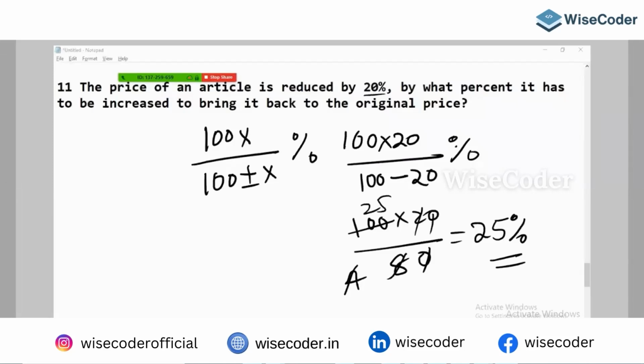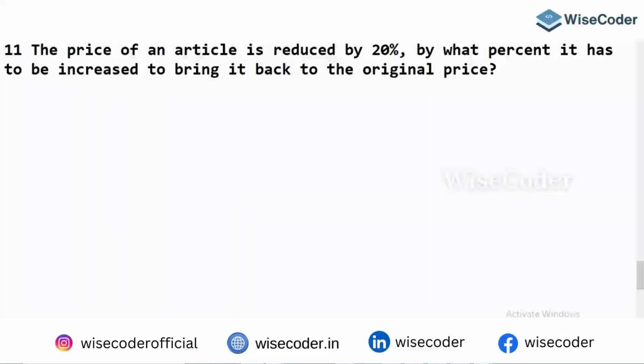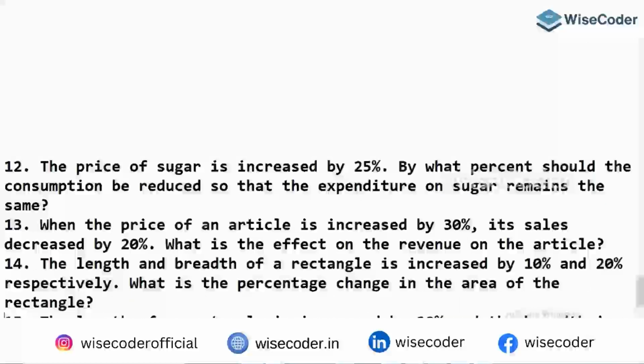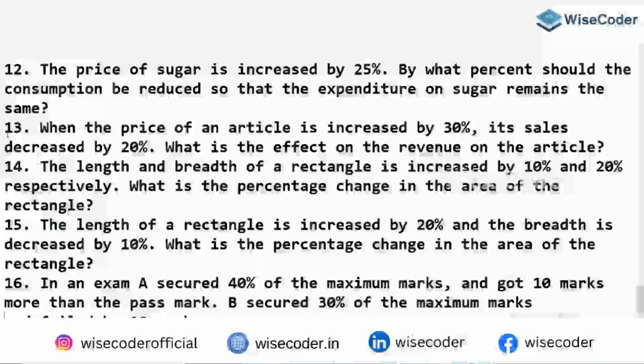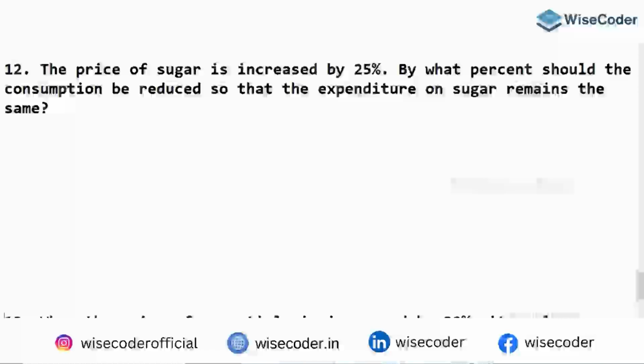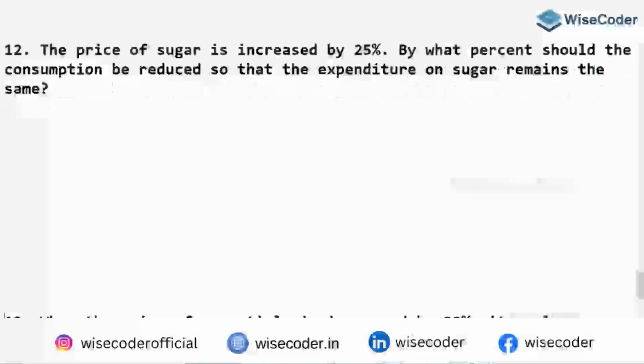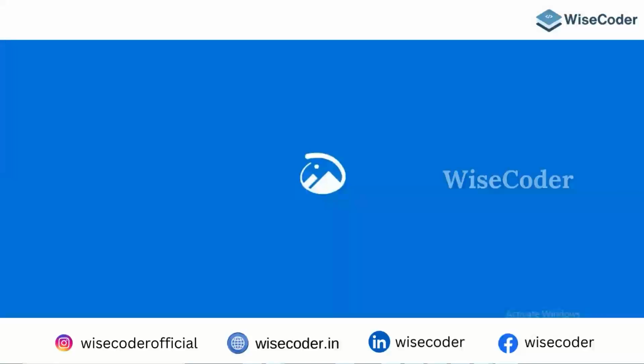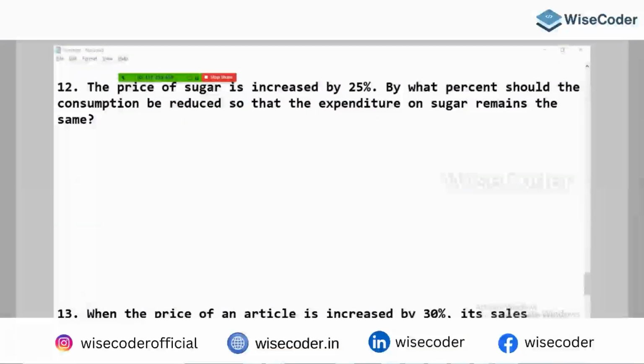Let's go to the next question. The price of sugar is increased by 25%. By what percent should the consumption be reduced so that the expenditure on sugar remains the same? Please pause the video and try to answer it.